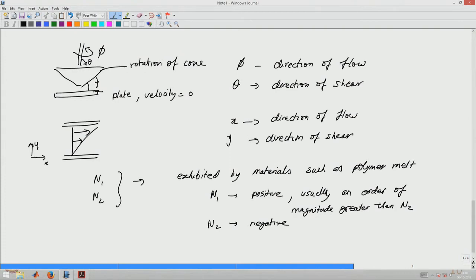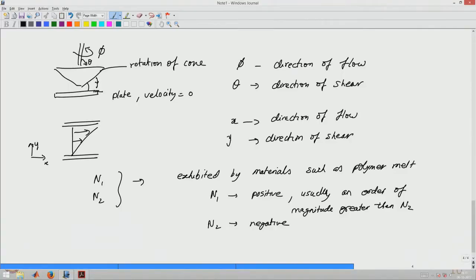So, when we develop new models or when we try to understand the mechanistic features, it is important for us to try to say why the normal stress difference is positive in one case and why it may happen to be negative in a few materials, or similarly what is the reason for the first normal stress difference N1 being much larger than the second normal stress difference.